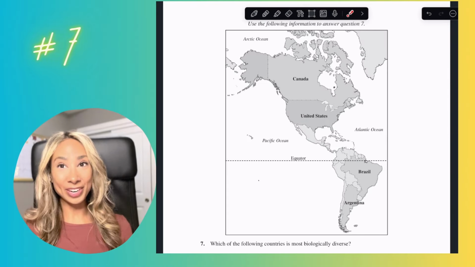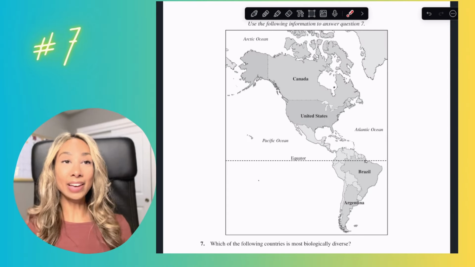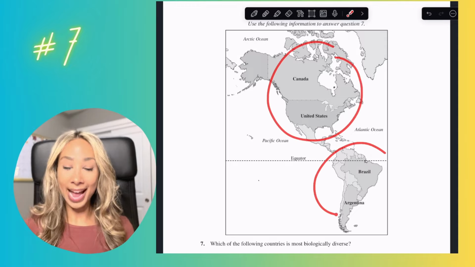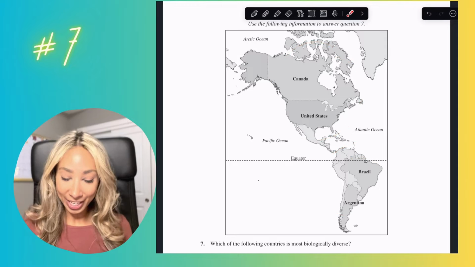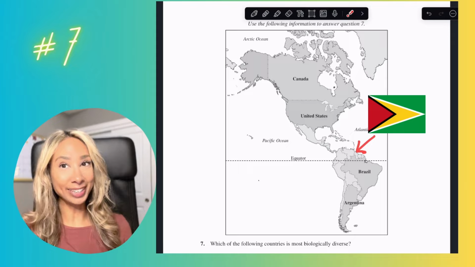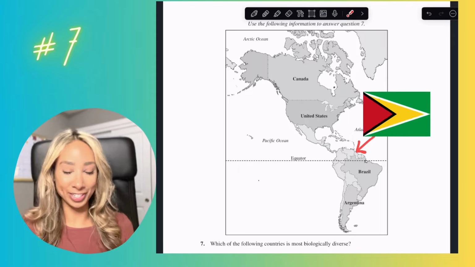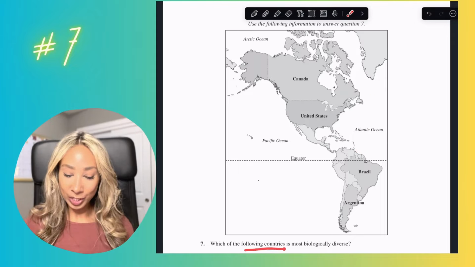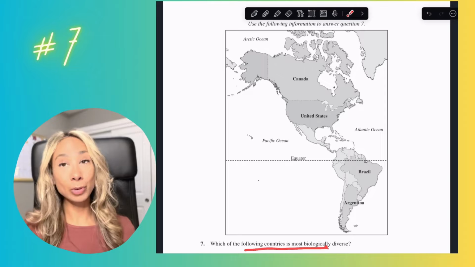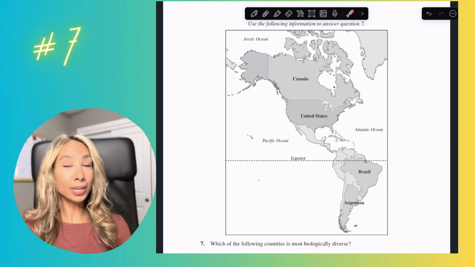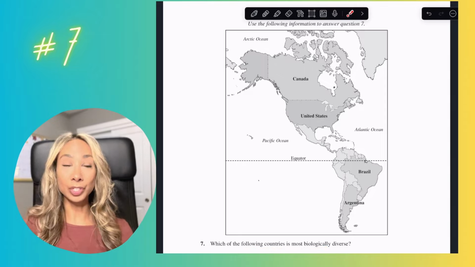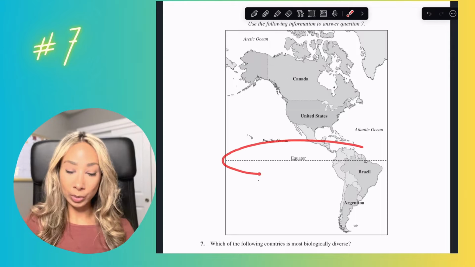Okay, one of my favorite questions here. So question number 7, they gave us a map of North America and South America. And in fact, my mom is from this little country here. Story for a different day, but just thought I'd mention it. So we want to know which of the following countries would be most biologically diverse. Now, when we're thinking of organisms being biologically diverse, we almost always want them close to the equator.